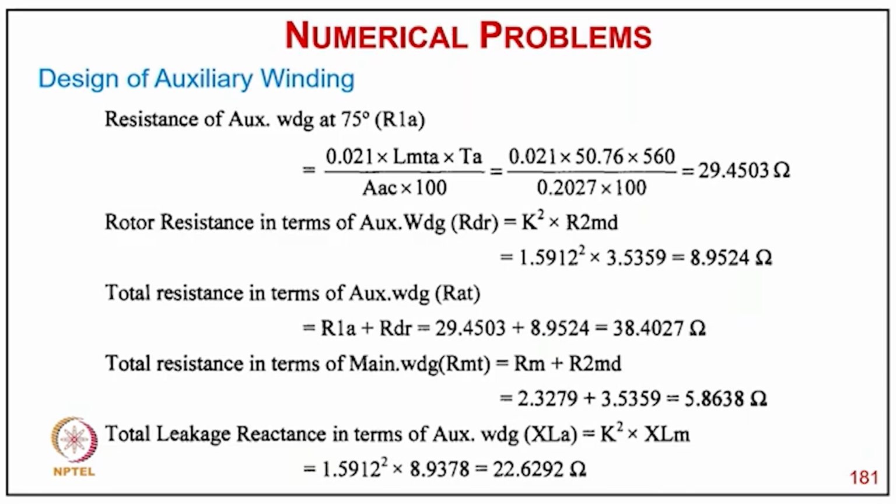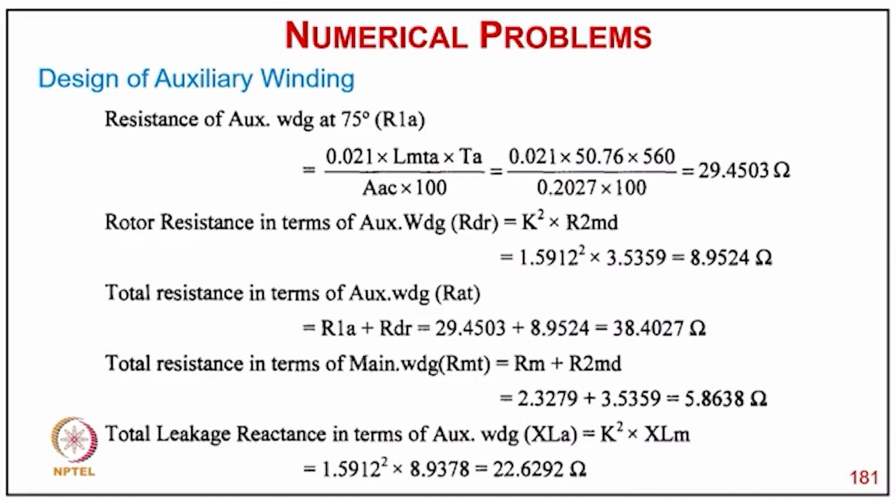The resistance of the auxiliary winding at 75 degrees centigrade, putting in the values here, comes to 29.4503 ohm, and the rotor resistance referred to the auxiliary winding comes typically to 8.9524, and the total resistance in the auxiliary winding, R1A plus R2A, comes to 38.4027, and the total resistance of the main winding, similarly referred from the rotor, is 5.8638 ohm.